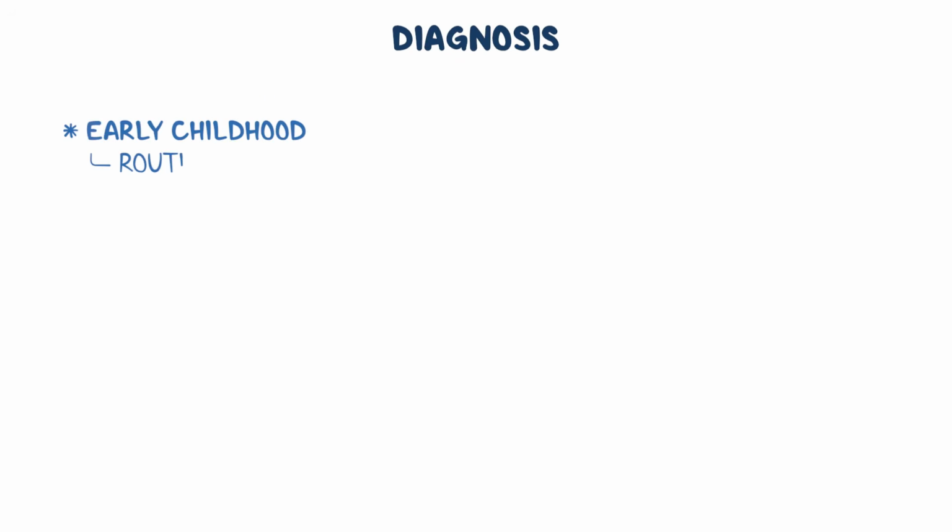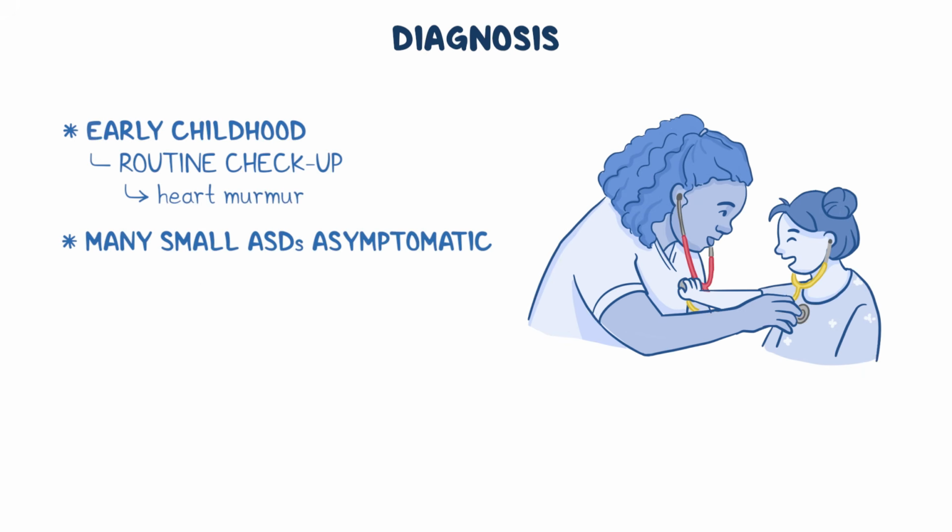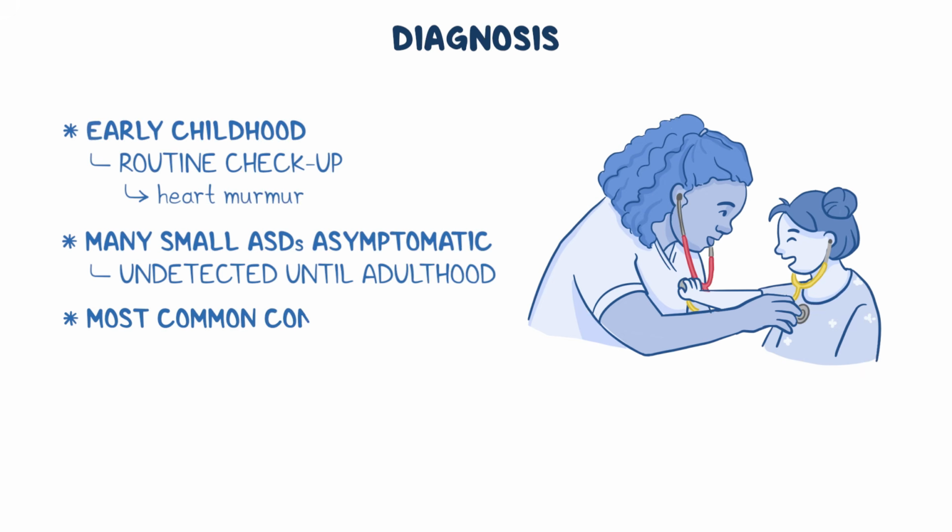Most atrial septal defects are diagnosed in early childhood, often during a routine checkup when a pediatrician hears a heart murmur. However, since many small ASDs are asymptomatic, they can go undetected until adulthood. In fact, ASDs end up being the most common congenital cardiac defect seen in adults.